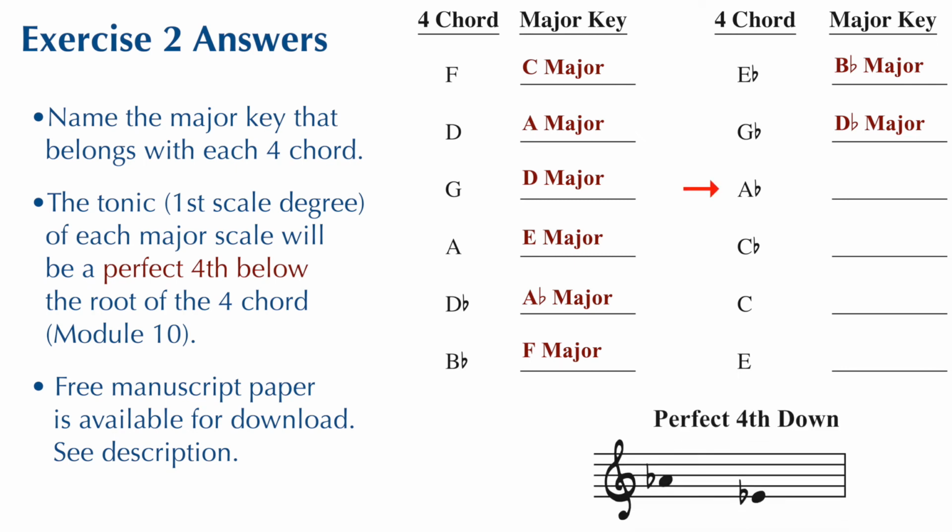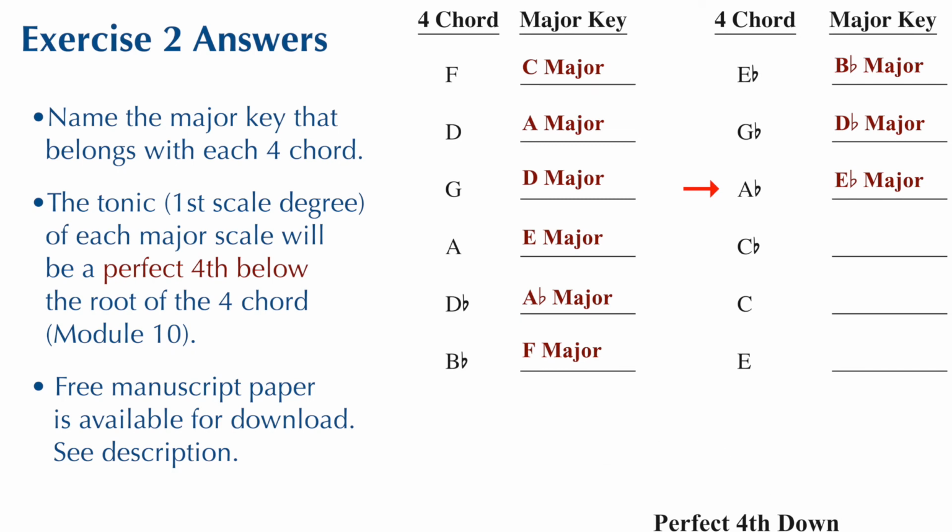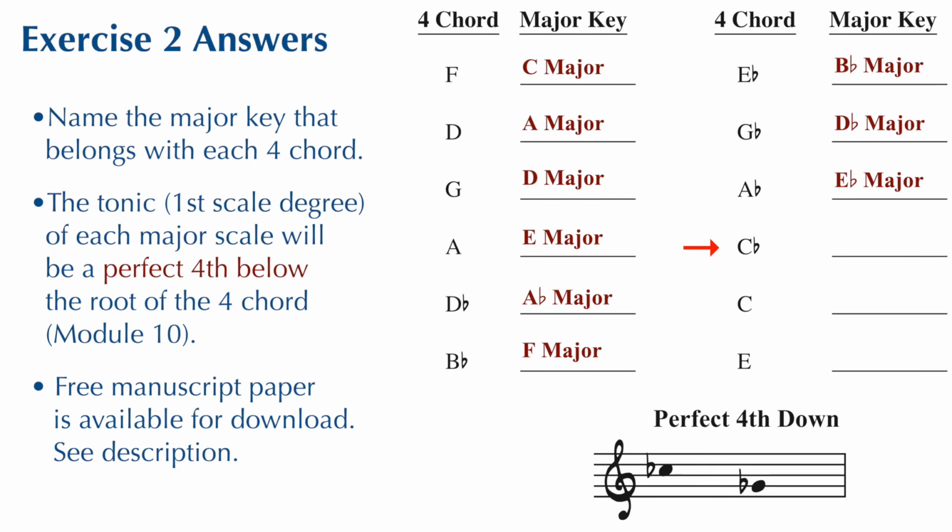If your 4 chord is A flat, take that A flat, lower it a perfect fourth, you find yourself on an E flat, so you're in the key of E flat major. If your 4 chord is C flat, take that C flat, lower it a perfect fourth, you're on G flat, you're in G flat major.